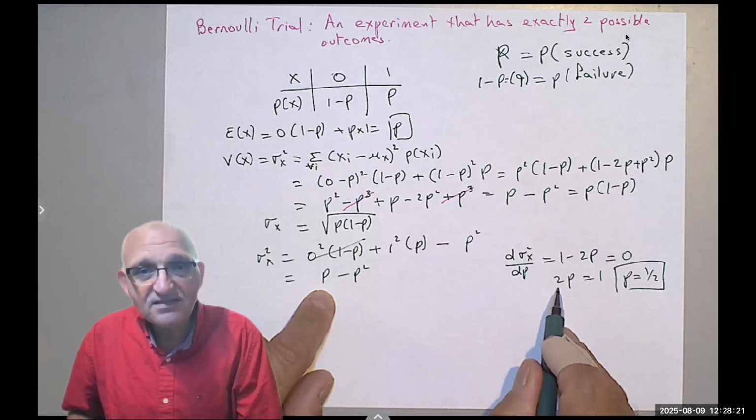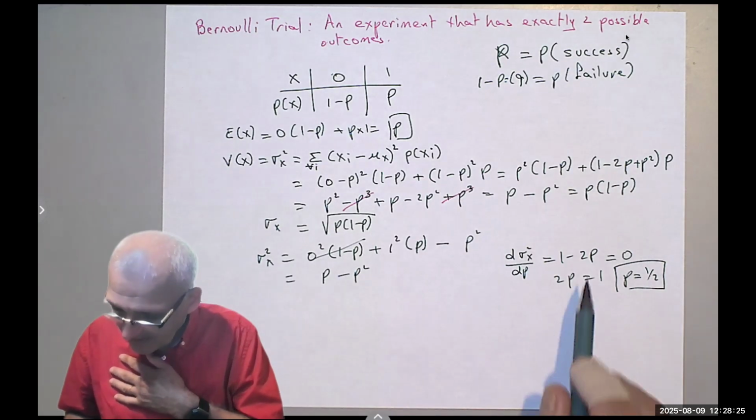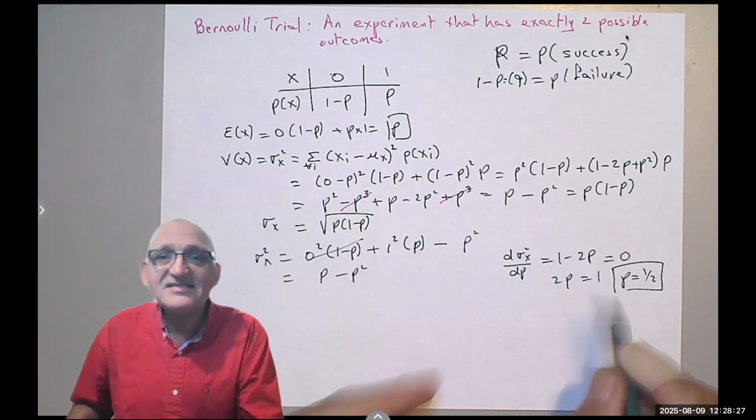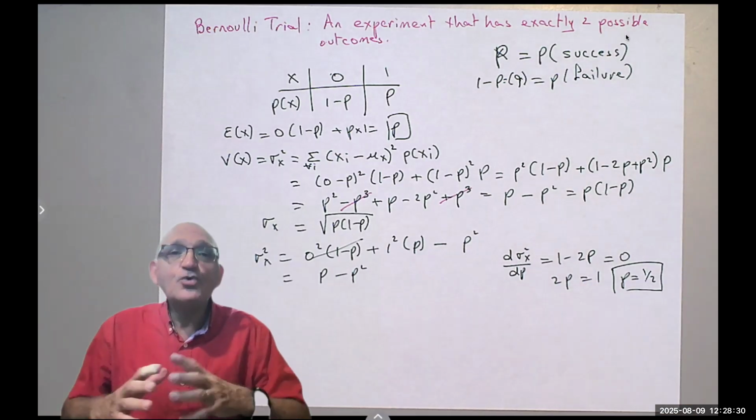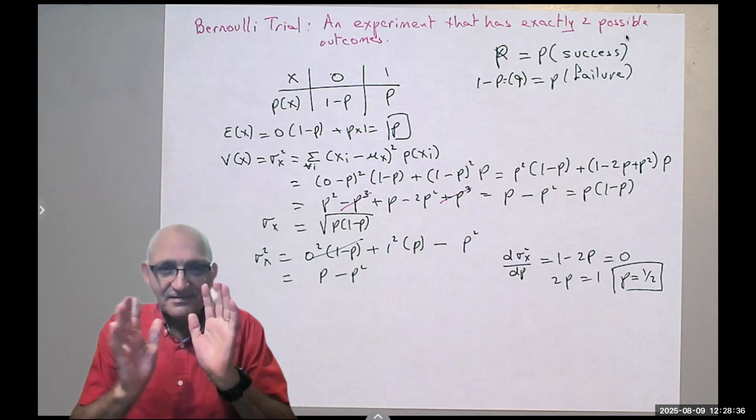If I take the second derivative, I get negative 2, meaning that's a maximum. This value would maximize the variance. Okay, think about it.